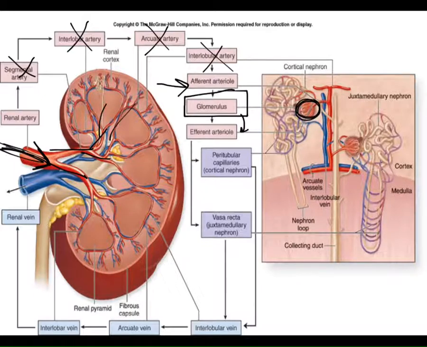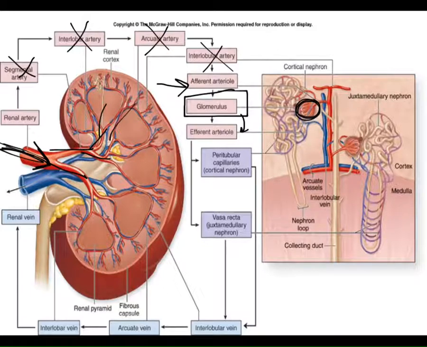Oxygenation or oxygen exchange did not happen. There was no gas exchange in the glomerulus. All that happened there was filtration of the contents of the plasma. We come out into the efferent arteriole, meaning exiting, moving away from.